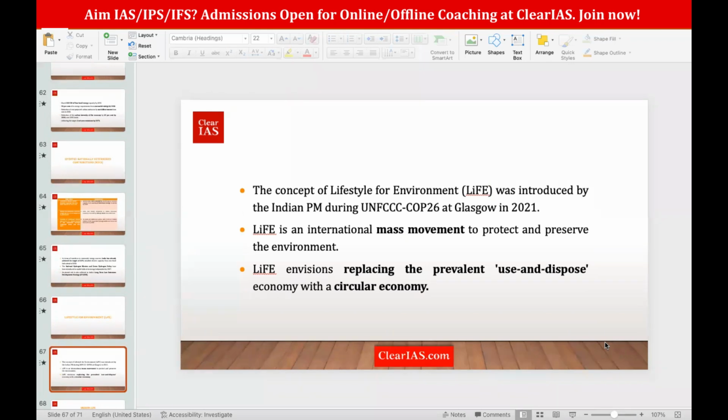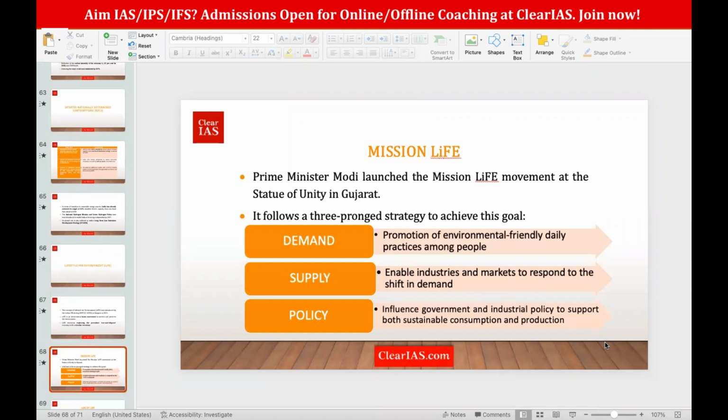in the year 2021. They are calling for a Jan Andolan or mass movement and looking for behavioral change, to promote circular economy and reduce the use-and-throw culture. Three things that they are trying to do, a three-pronged strategy, that is demand, supply, policy. They are trying to increase the demand of people for eco-friendly goods so that the industry can supply more such goods. Industry can transition based on the demand, and the government will also create a favorable policy for it.